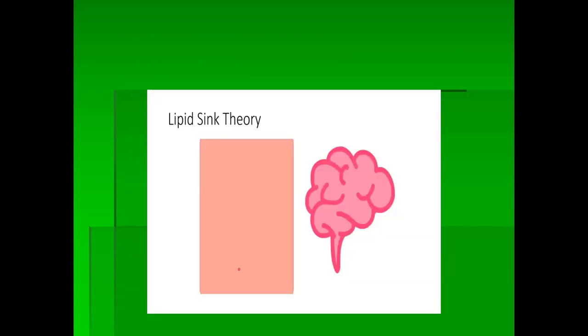On the left here on this animation, we have a blood vessel. You can see all the red cells that are flowing through the vessel. On the right side, we have the brain. So what happens in an intoxicated patient is that the toxicants that we can see are within the brain.